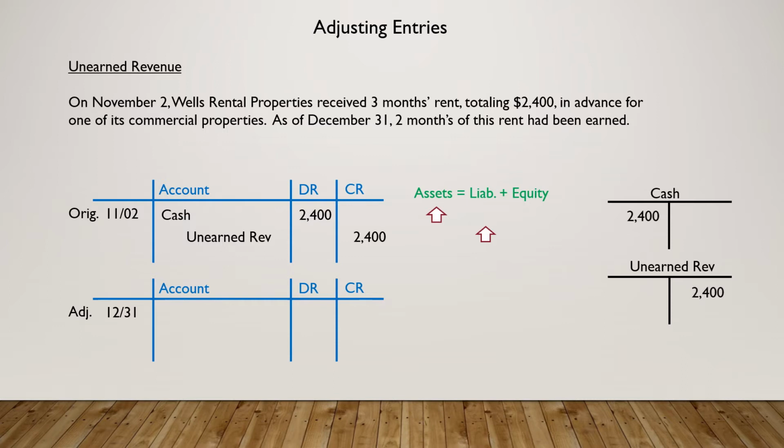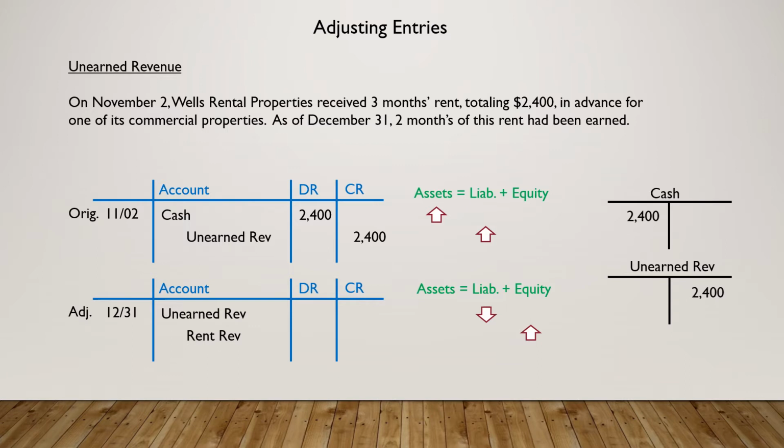At year-end, we need to adjust. Wells Rental has provided its tenant 2 months of the 3 months owed, so it's earned some of the money it received in advance, so equity is increasing. By earning a portion of the money, Wells has at least partially satisfied that obligation, so decrease liabilities. To decrease liabilities, debit unearned revenue, and credit rent revenue to reflect that this money has been earned.